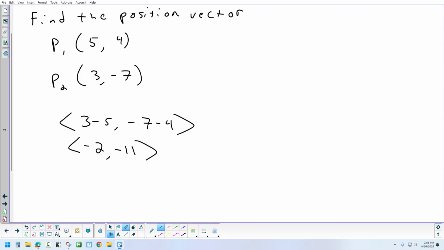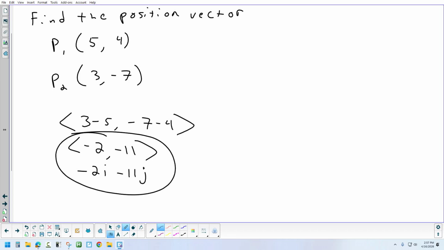How could we also write the position vector in unit vector notation? What would that look like? -2i minus 11j. Okay, so those are the two different ways that you could write the position vector.